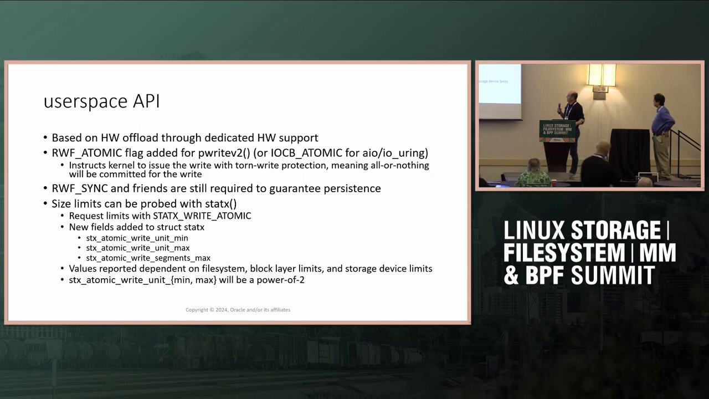So one of the other aspects of the API is that we can probe the limits of the actual atomic writes for an inode with statx. So we've introduced three new fields: the atomic write min unit, max unit, and also maximum segments. So the values are reported. They depend on the file system, the block layer limits, and actual storage device limits. But one key aspect is that the sizes would always be a power of two for the min and max.